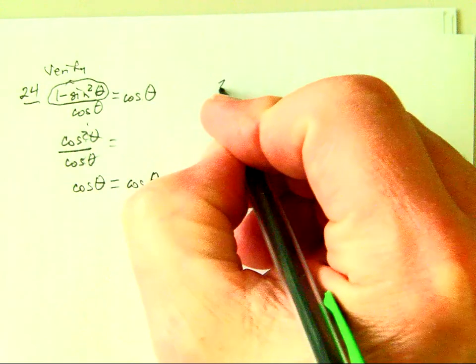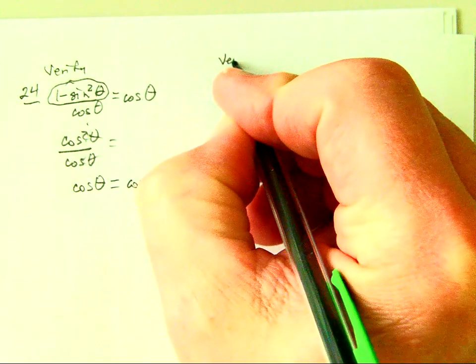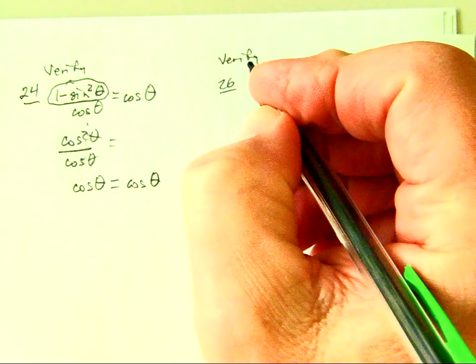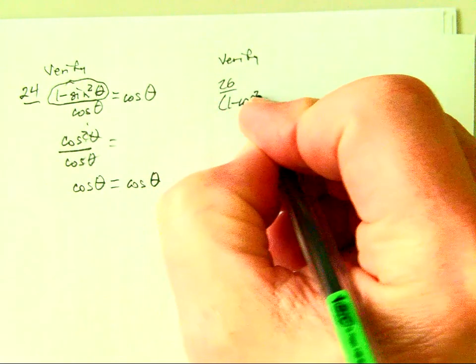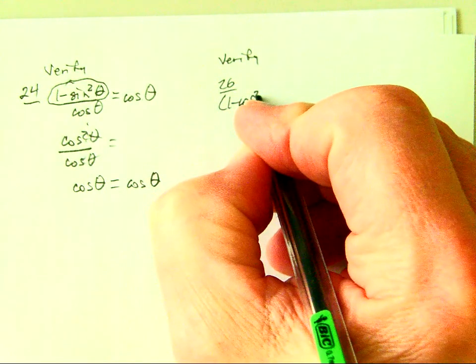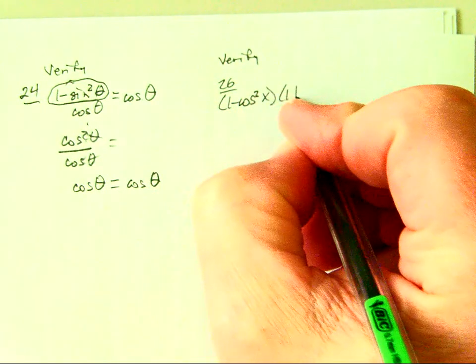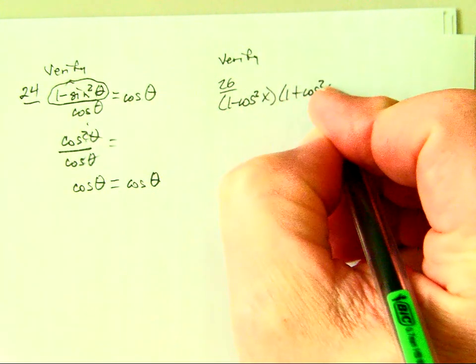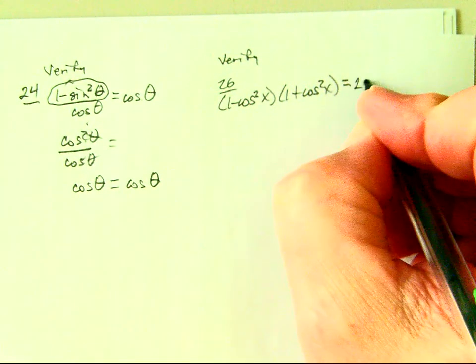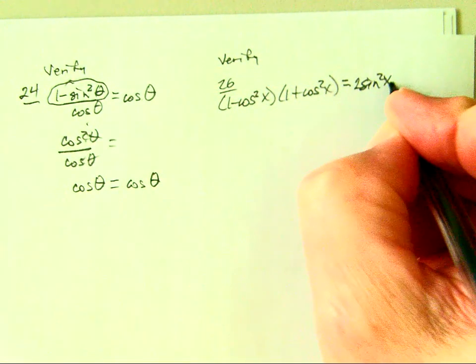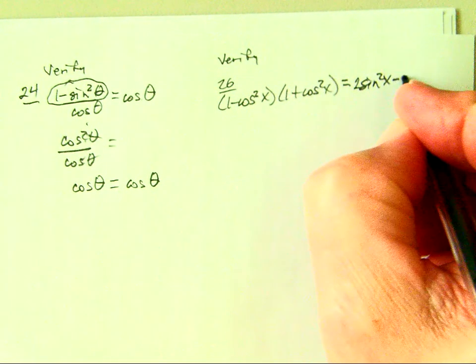Okay, 26 is another verify problem. So it has 1 minus cosine squared x times 1 plus cosine squared x equals 2 sine squared x minus sine to the fourth x.